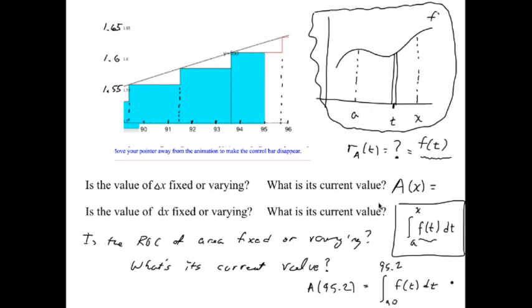So, this thing, is it a value or is it a function? Now it's a value, right? It's the accumulated change in area starting from 90 and ending at 95.2. And we need that variable T to represent all X values changing from 90 to 95.2. Great discussion. More questions?